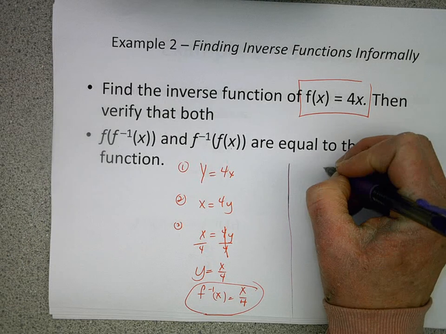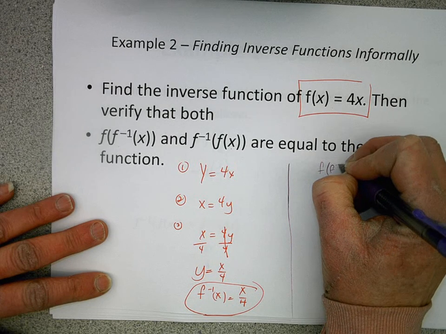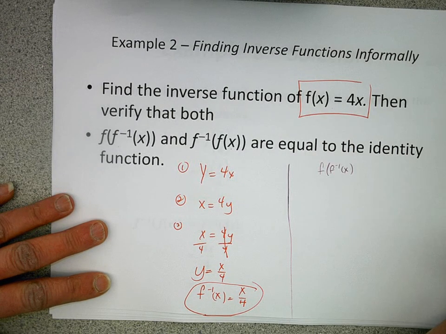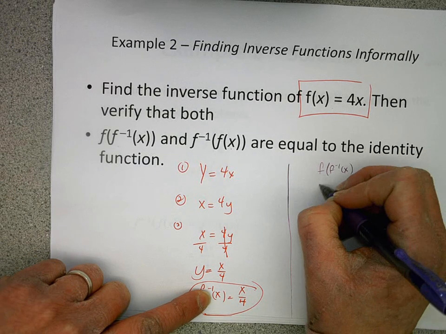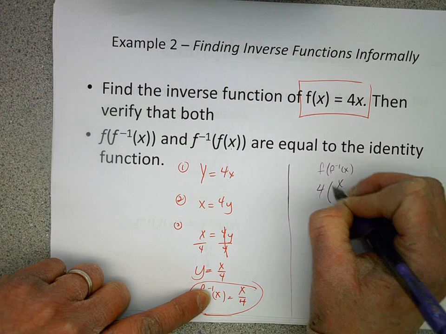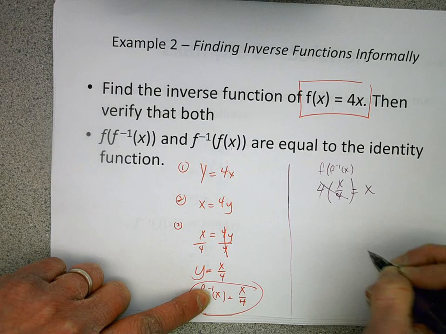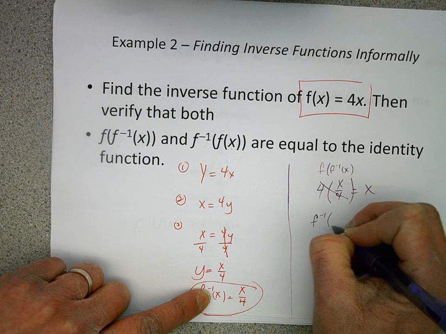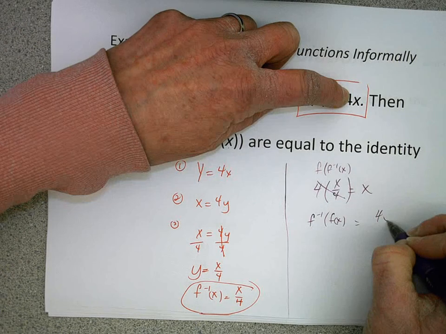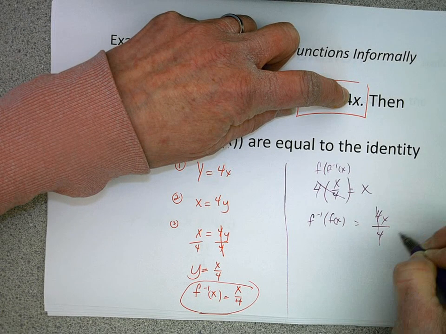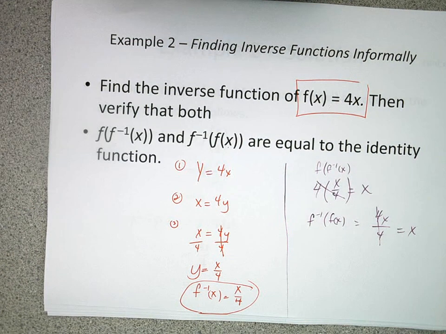I'm going to do the composites of them. So I'm going to start with the inverse function and plug it in there. So 4 times x over 4, yeah, that's x. And then I can do the other way: take the equation and plug it into the inverse. I verified the inverse.